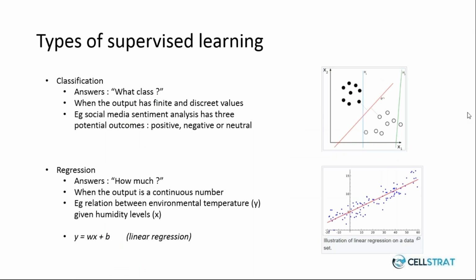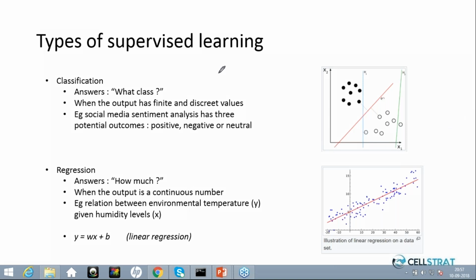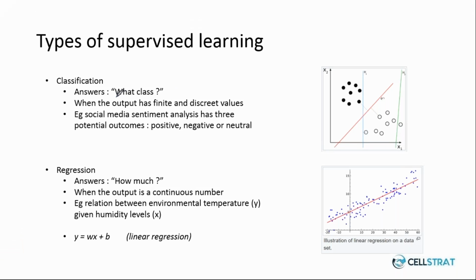Okay. So there are two kinds of machine learning algorithms. The first type is classification, the second type is regression. In classification, I'm trying to train a model to answer the question, what class does a data sample belong to? In regression, I'm trying to answer the question, how much of something.